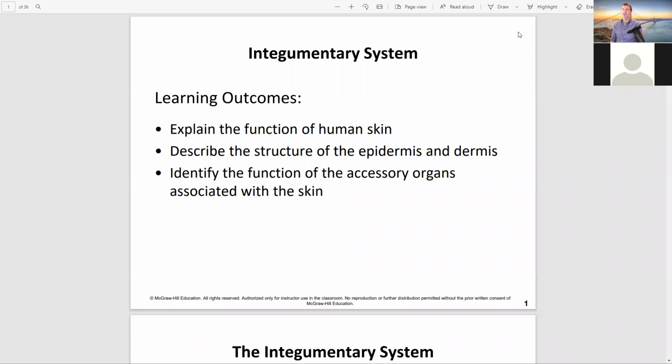Okay, so today we're going to be talking about the integumentary system, which is the skin system. So the learning outcomes today are to explain the function of human skin, describe the structure of the epidermis and dermis, and identify the function of the accessory organs associated with the skin.